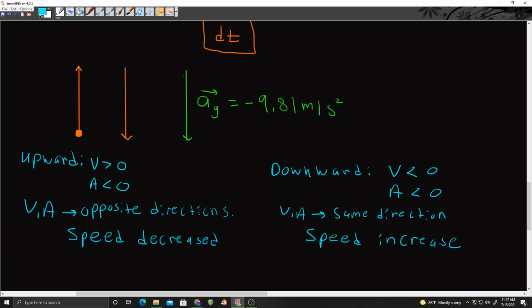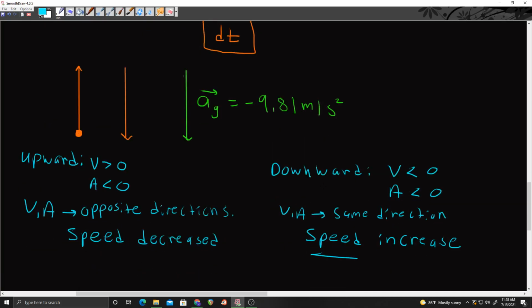So the way to look at this is, what does it mean for speed to increase? Well, it means that I need to be traveling in the same direction I'm being pushed, right? So gravity's pushing me down. As long as I'm traveling down, my speed's going to increase because I'm being pushed down. On the other hand, if I'm trying to go up and I'm being pushed down, my speed's going to decrease.